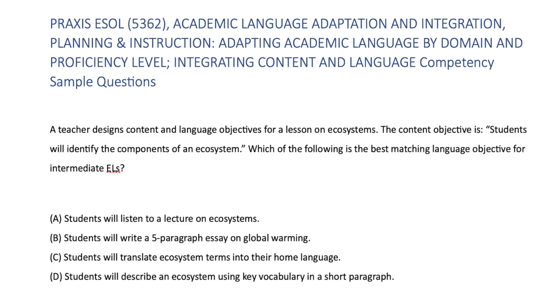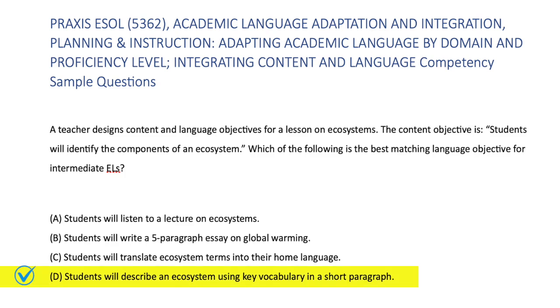Option C, students will translate ecosystem terms into their home language. This doesn't ensure a productive use of the target English vocabulary in context. It focuses on translation rather than English language development. So C would not be our best option.